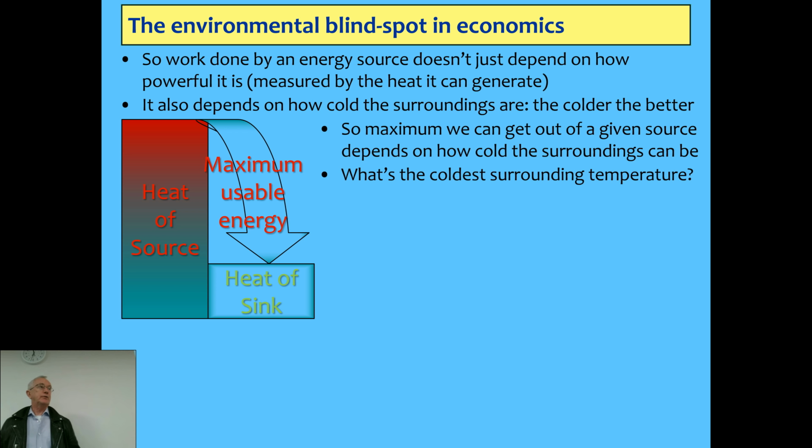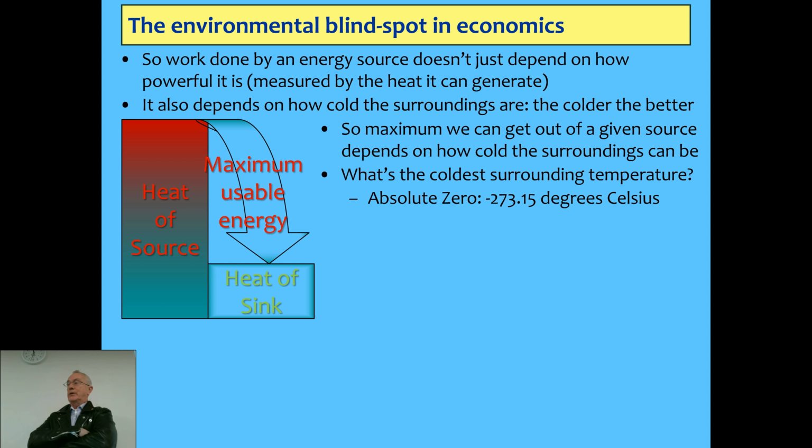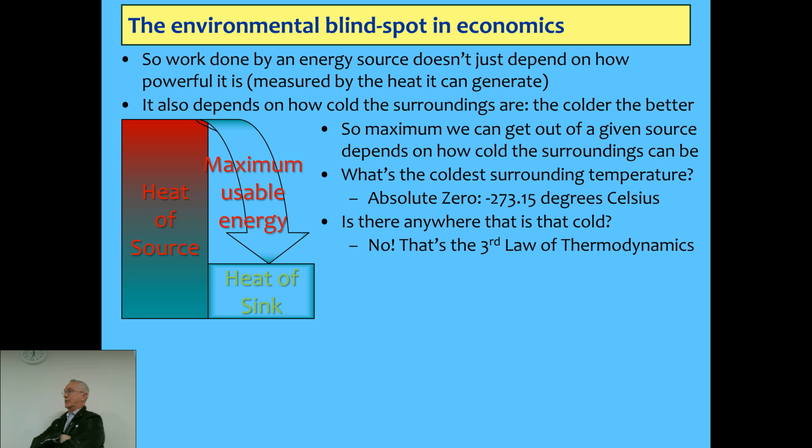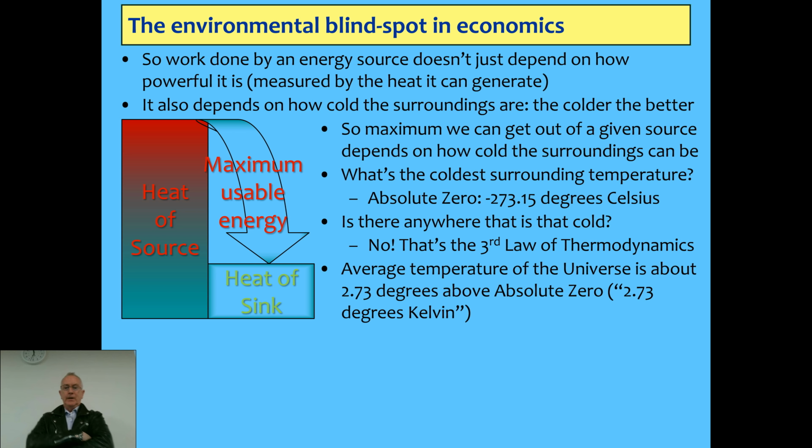And what's the coldest surrounding temperature? Well, it happens to be minus 273.15 degrees Celsius. But we know there's nowhere in the universe that's that cold. That's the third law. There is no place at absolute zero. Have you heard of what's called the cosmic background radiation at all? Okay. I think it's about 2 or 3 degrees above absolute zero. That's the coldest we can find anywhere in the universe. There are colder spots, but there are various technical tricks about that. So the average temperature, that's the cosmic background radiation, is 2.73 degrees above zero.